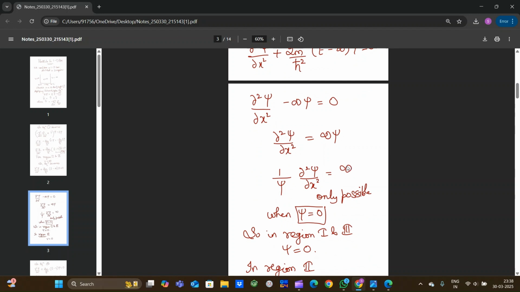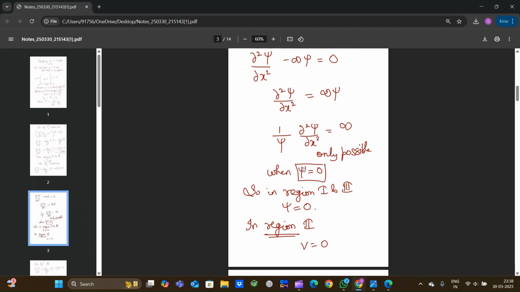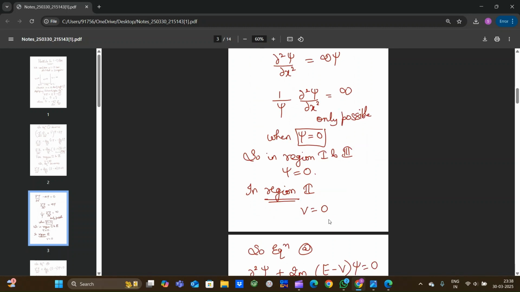Now this thing is only possible when your psi is equal to 0, because anything that is divided by 0 is equal to infinity. So your psi is equal to 0 outside the box. So in region 1 and 3, your psi is equal to 0. Now in region 2, V is equal to 0. Your potential energy is 0. Like in the first and third region, your potential energy was equal to infinity, but in region 2, potential energy is equal to 0.